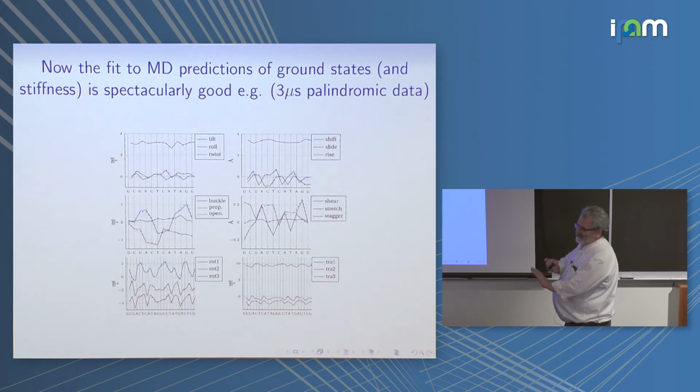So I declare this as, I can't do better than that. I'm not going to do any better than that. This is the inters, this is the intras, these are the phosphates, and so on.